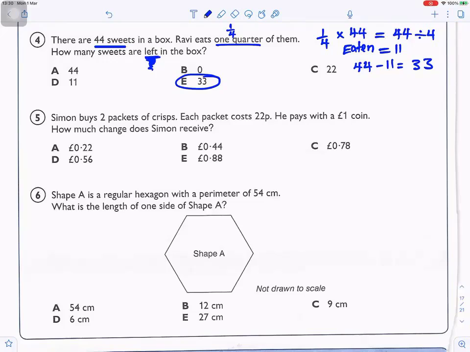Question number 5. Simon buys 2 packets of crisps. Each packet costs 22 pence. He pays with a £1 coin. How much change does Simon receive?